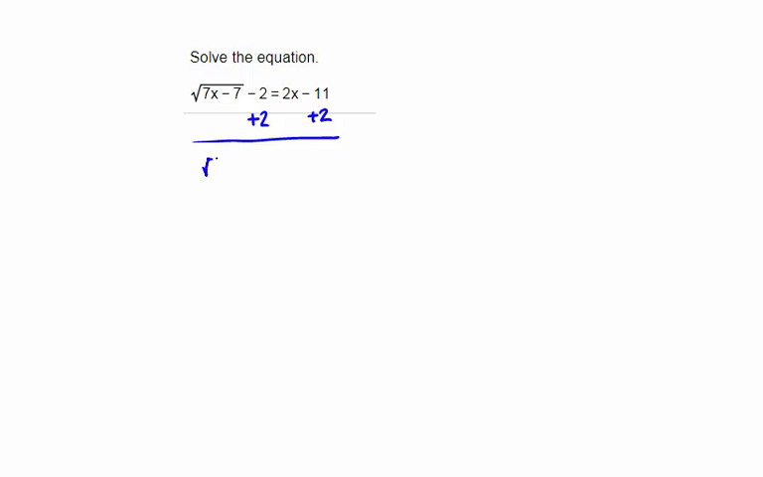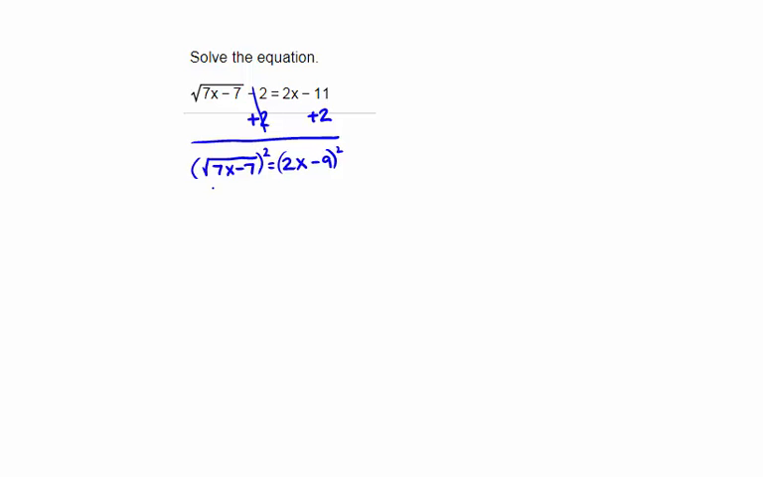So that's going to give me the square root of 7x minus 7. This minus 2 and this plus 2 are going to cancel. And then on the other side, I'm going to have 2x minus 9. Now, once we have the radical by itself, the next step is to get rid of the square root. And so in order to get rid of the square root, we know that we need to square both sides of the equation.